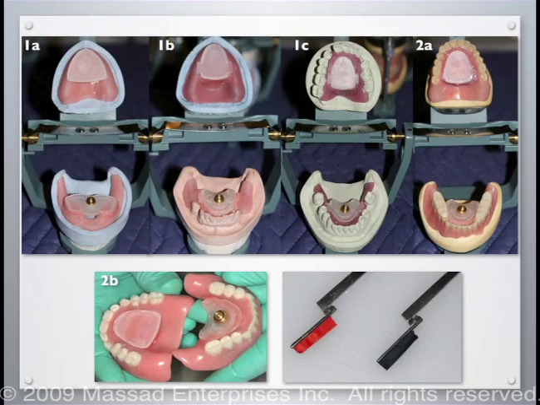2A. Demonstrates a complete denture in which the jaw recorders were mounted to facilitate the fabrication of an occlusal splint. 2B. Demonstrates a complete denture with the jaw recorders mounted to facilitate the equilibration process. Note the blue and red articulating paper.